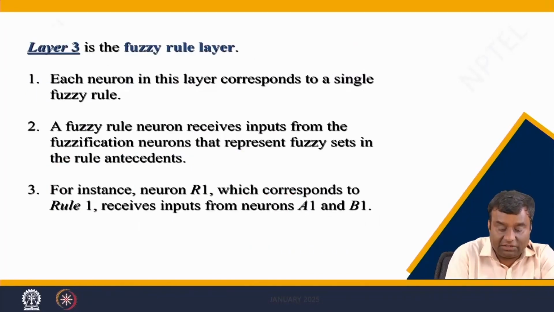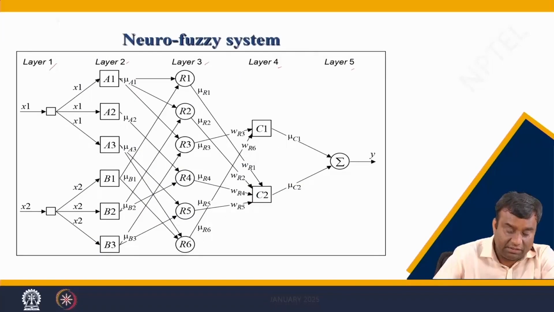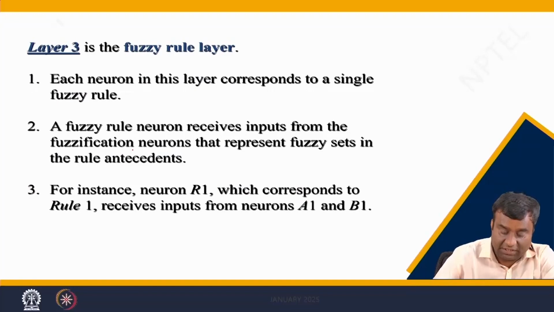Layer 3 is the fuzzy rule layer. Each neuron in this layer corresponds to a single fuzzy rule. A fuzzy rule neuron receives input from the fuzzification neurons that represent fuzzy sets in the rule antecedents. For instance, neuron R1, which corresponds to rule 1, receives input from A1 and B1. So that is layer 3.